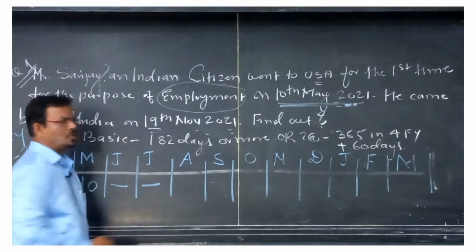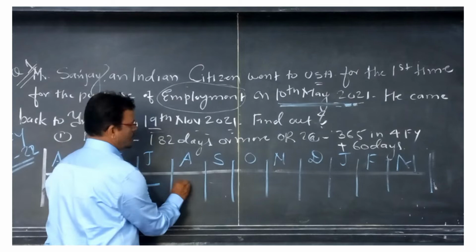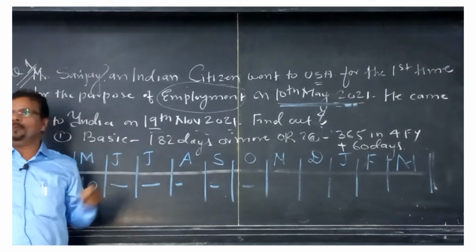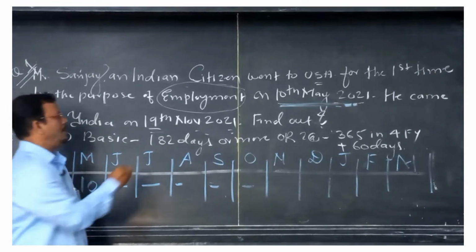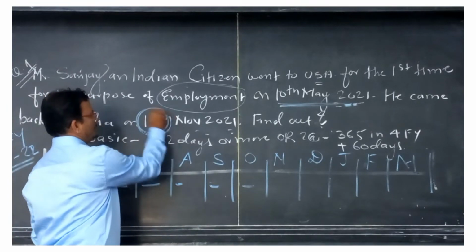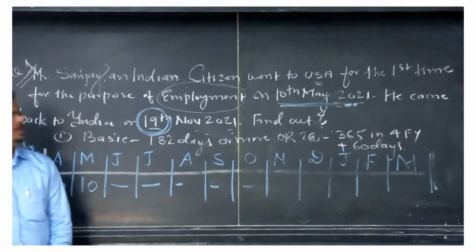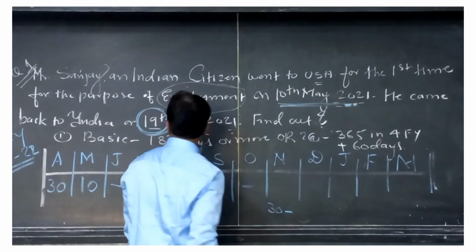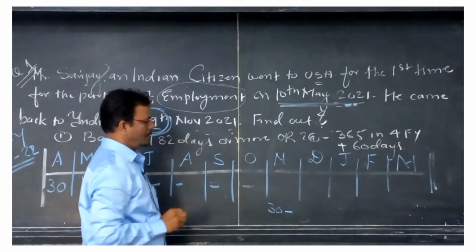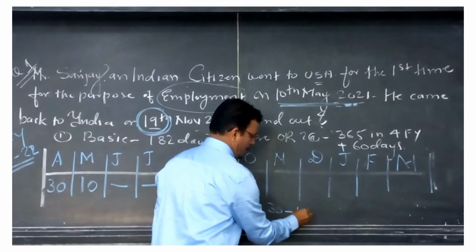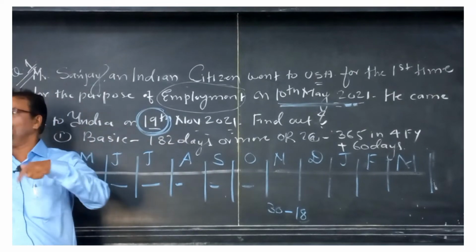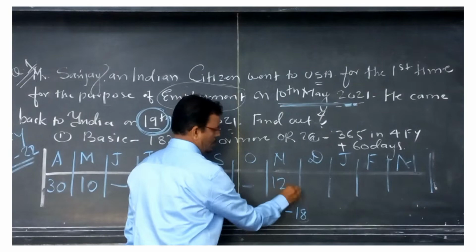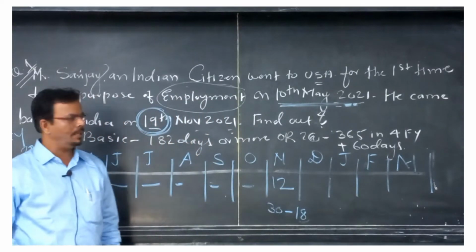July he was not in India. July, August, September, October, and in November he came back to India. So 19 November should be included in India. How many days does November have? 30, right? 30 minus how much? 18, because up to 18 he was in USA. So how many days of November will come? 12.